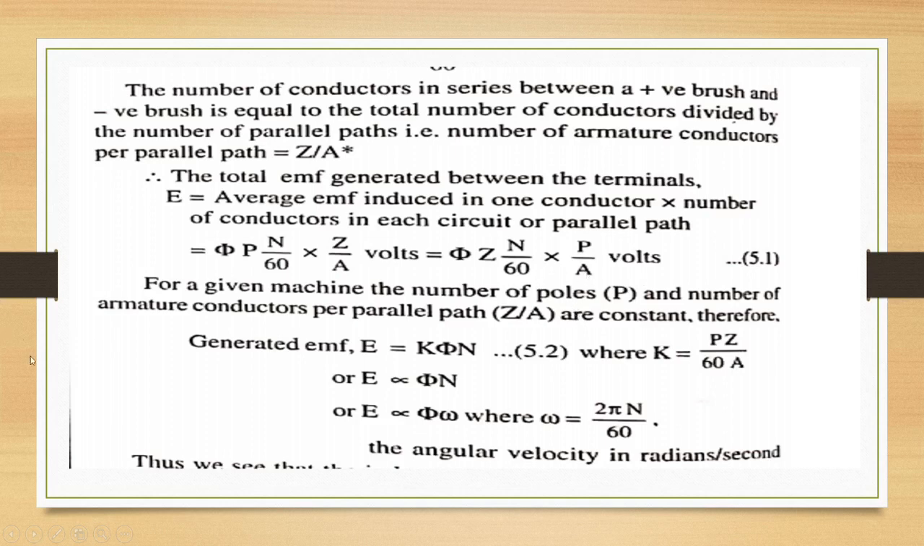Okay students. So for a given machine, the number of poles and the number of armature conductors per parallel path are constant. Therefore generated EMF E equals Kφn, where K is nothing but PZ/60A, or E is proportional to φn, or E is proportional to φω, where ω is 2πn/60, that is angular velocity in radians per second.